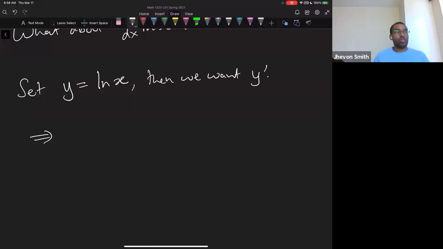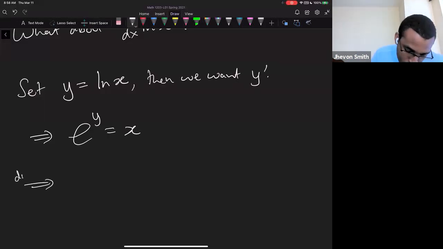Wouldn't it be, hold on, I'm sorry, e to the y power equals x? Yep, that would be it. We can write it as e to the y power equals x. Now what we can do is we can actually differentiate both sides of this equation.